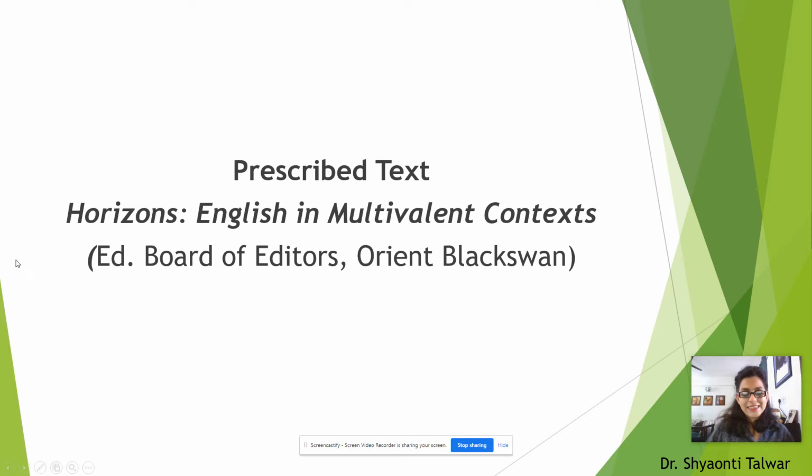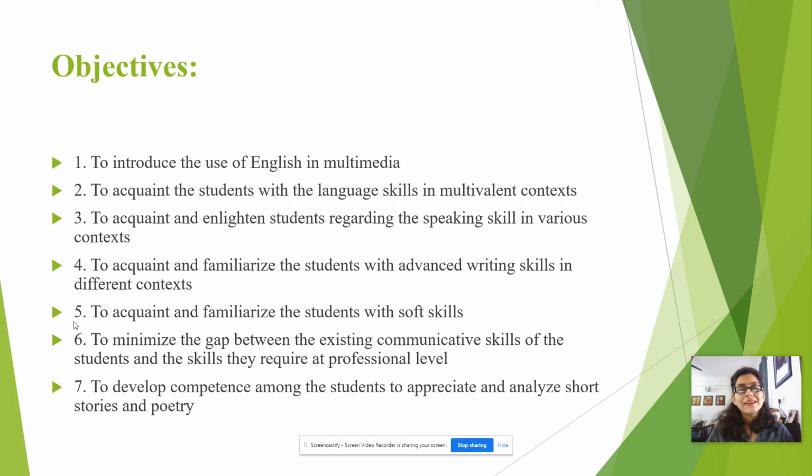So this is the text which you have been prescribed. The name of the text is Horizons, English in Multivalent Contexts, and it's an Orient Black Swan publication. These are the objectives of the course.